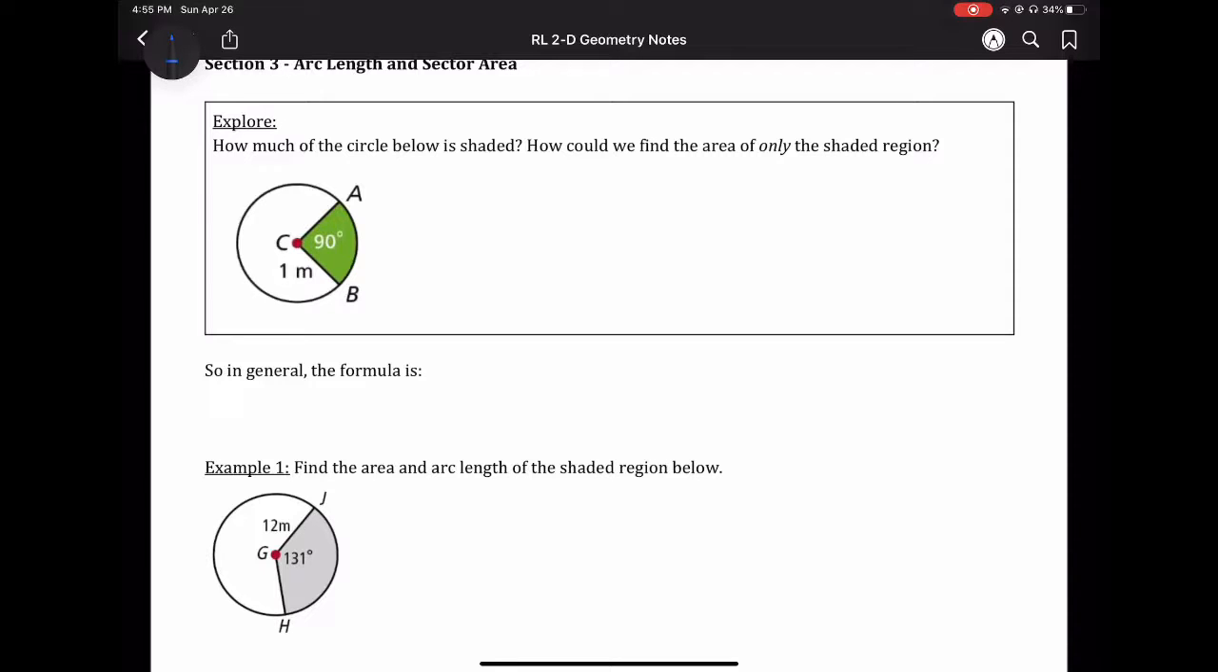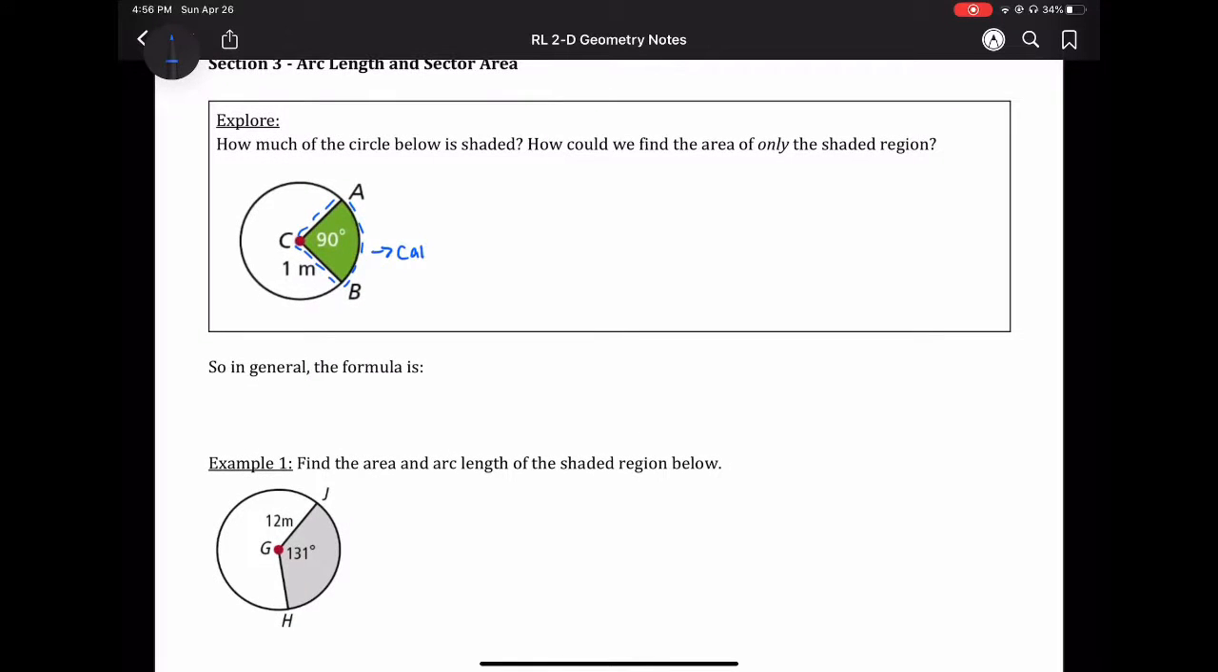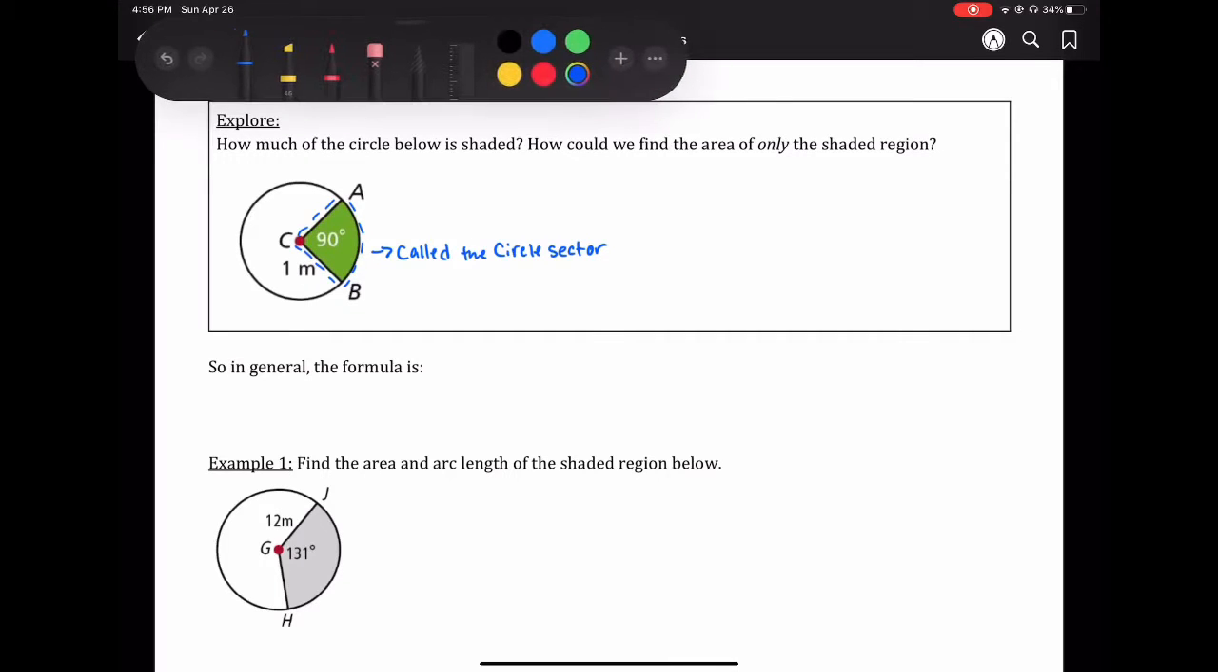So when you're looking at this picture in the Explore section, I'm going to outline this shaded region with this blue here a second. This shaded region of the circle that I just outlined, that is what we call a circle sector. So I'm just going to write here, this is called the circle sector or a circle sector. And that is primarily what we will be finding the area of today.